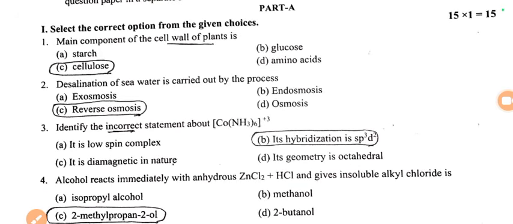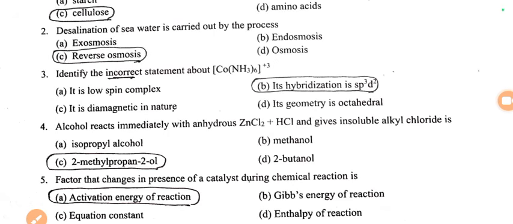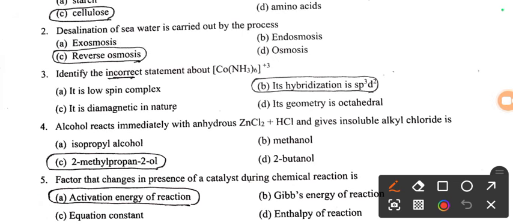The first question is the main component of cell wall of plants. In plants the main component of cell wall is cellulose. Second, desalination of seawater is carried out by the process of reverse osmosis. And in this reverse osmosis, the semi-permeable membrane used is cellulose acetate. Remember that. Now, the third question, identify the incorrect statement regarding this coordination complex.